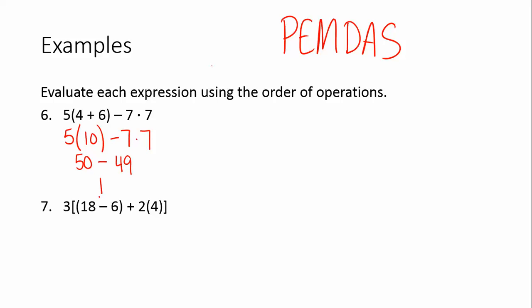Go ahead and pause the video here and see if you can try number 7. We have 3 times, on the outside, a whole bunch of stuff inside. We have parentheses that has 18 minus 6, plus sign, and a 2 times 4. So we need to take care of the parentheses first. Anything inside the parentheses needs to be taken care of. And the innermost set of parentheses is this 18 minus 6. 18 minus 6 is 12. And I bring everything else down.